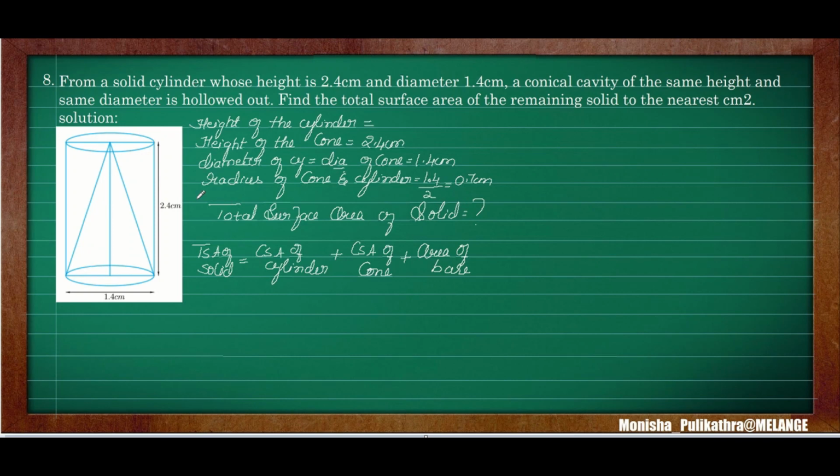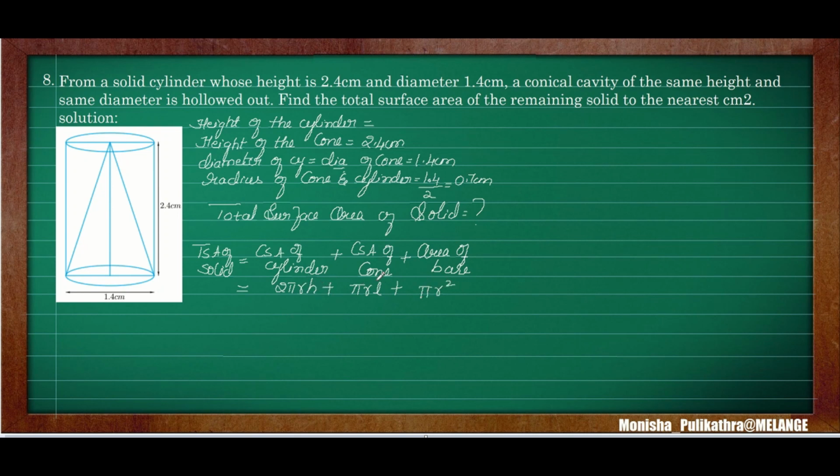So the total surface area of the solid is equal to the curved surface area of the cylinder and the curved surface area of the cone, with one area of base, because the other one will be scooped out. So one area of base will be there, plus area of base. So the CSA of the cylinder formula is 2 pi RH, plus the CSA of the cone is pi RL, plus area of base is pi R square. Okay.